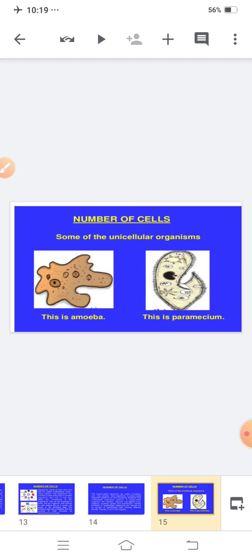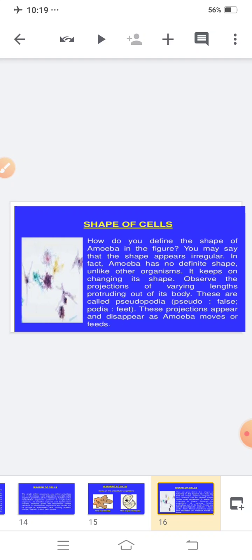Now, on the basis of shape of cell, how do you define the shape of amoeba in the figure? You may say that the shape appears irregular. In fact, amoeba has no definite shape. Unlike other organisms, it keeps on changing its shape. Observe projections of varying lengths protruding out of its body. These are called pseudopodia. Pseudo means false and podia means feet. These projections appear and disappear as the amoeba moves or feeds.